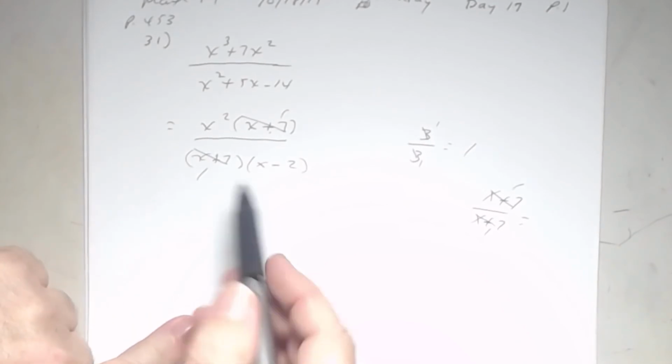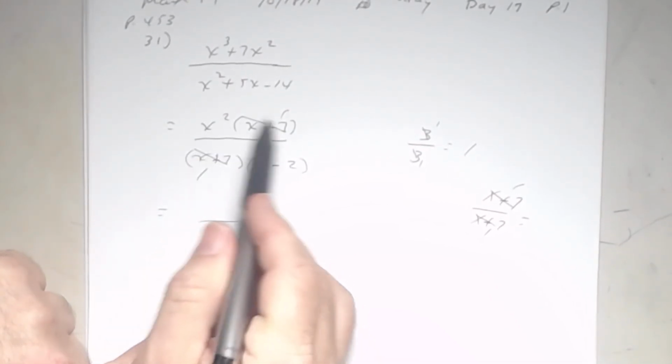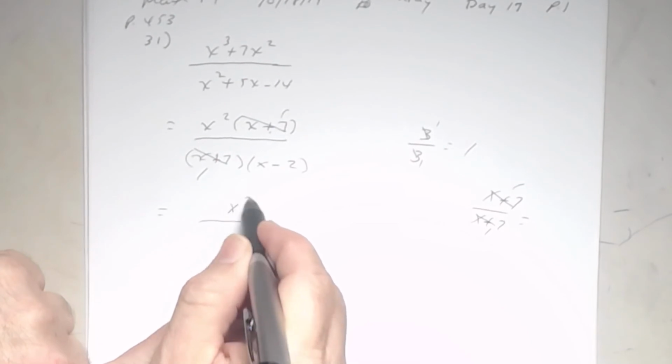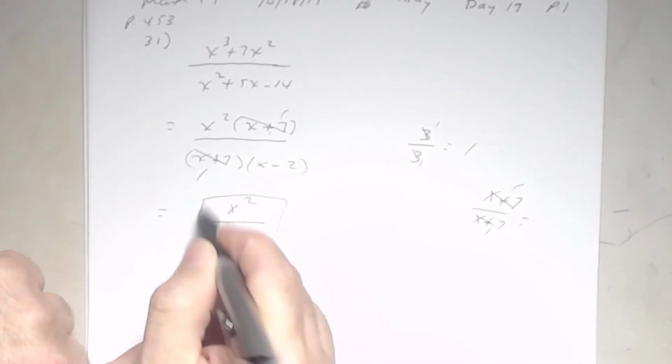No. All right. So then your final answer would be a fraction. What's x squared times 1? X squared. What's 1 times x minus 2? X minus 2. So this is your answer.